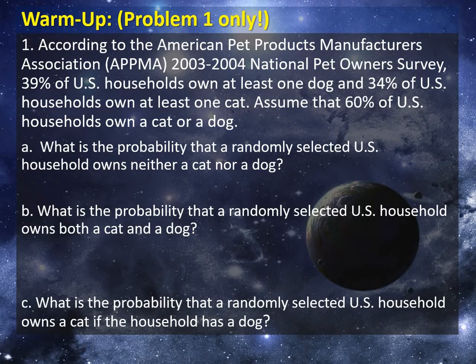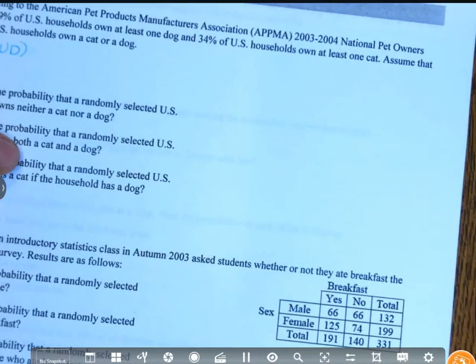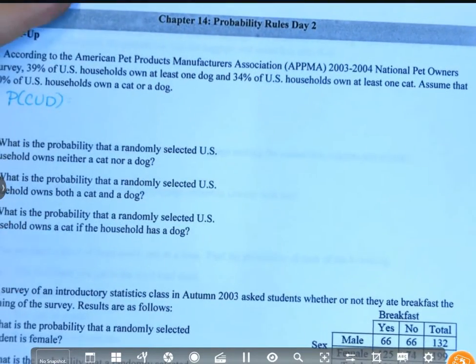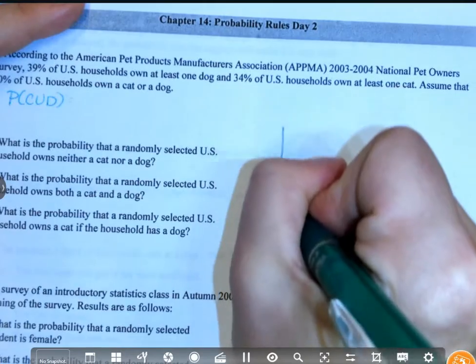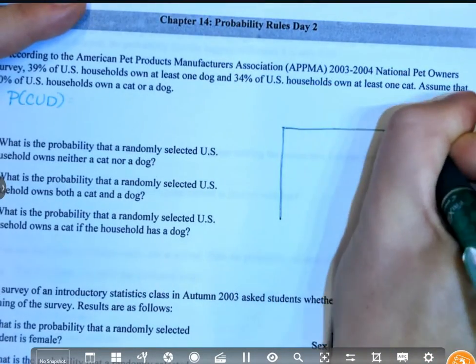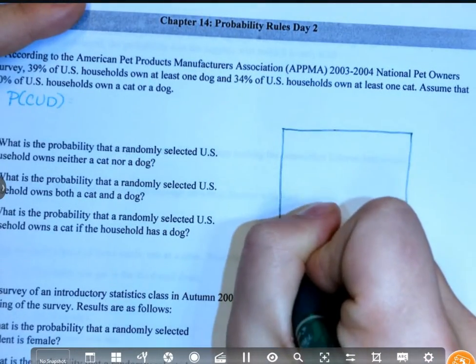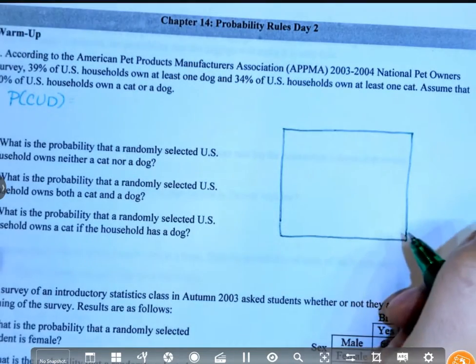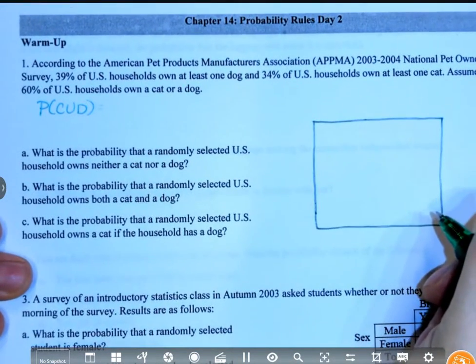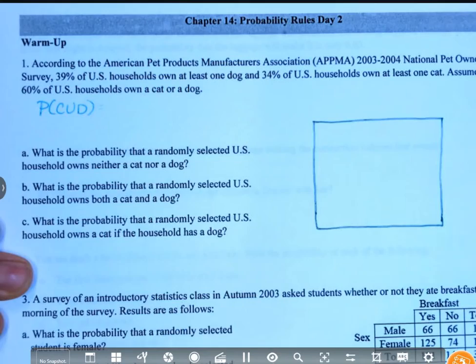I think some of you are a little bit confused as to where you should start. There's a couple of different ways that you can do this. I am a picture person, so I would rather do this using a picture. For my picture, I know that I have two groups in here. I always draw my big box that represents the whole entire sample set.